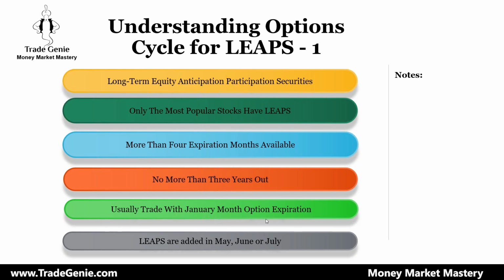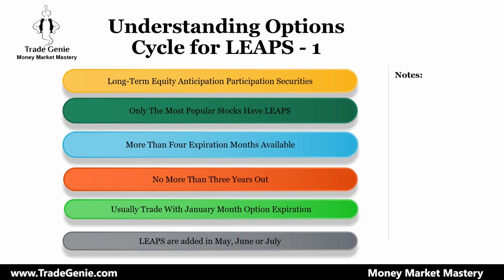LEAPs usually trade with January month option expiration. So the January expiration month is there. LEAPs are added in the months of May, June, and July. If you see the LEAPs getting added, let me know, this is what I read. LEAPs are added in May, June, or July, and they have January month options, no more than 3 years out. January option month is listed, and they get added in May, June, or July.